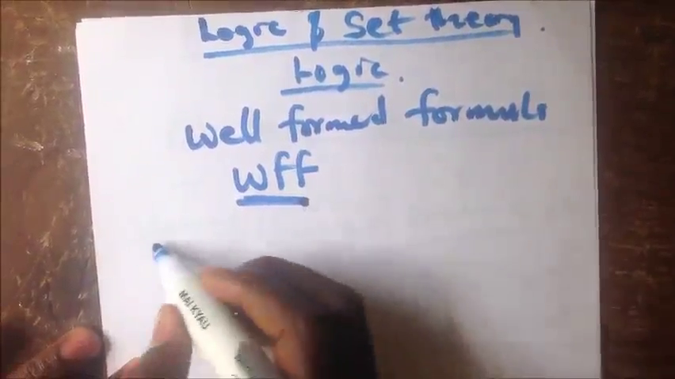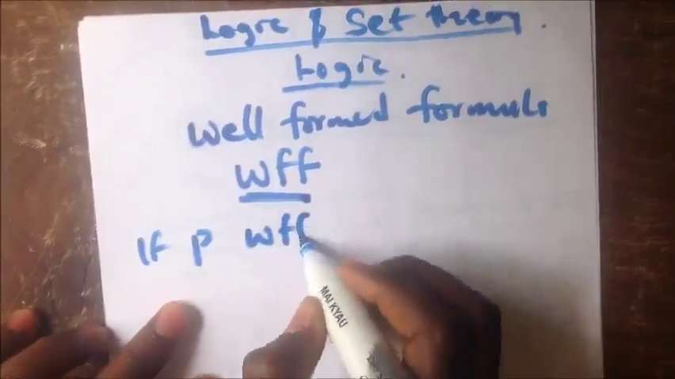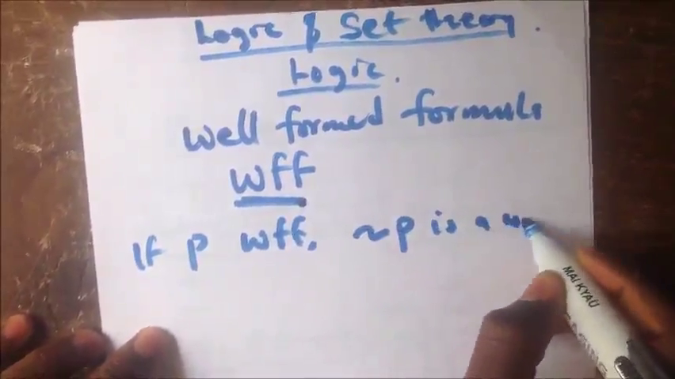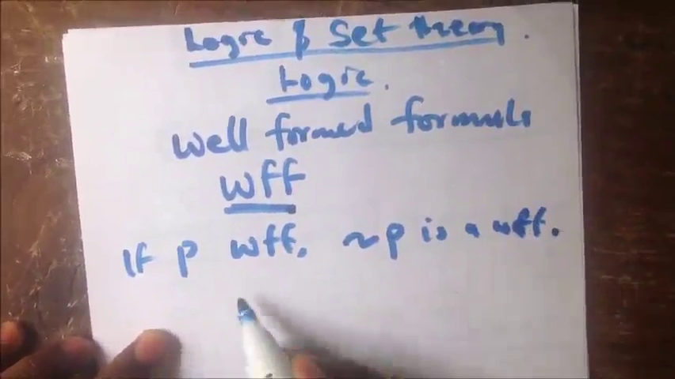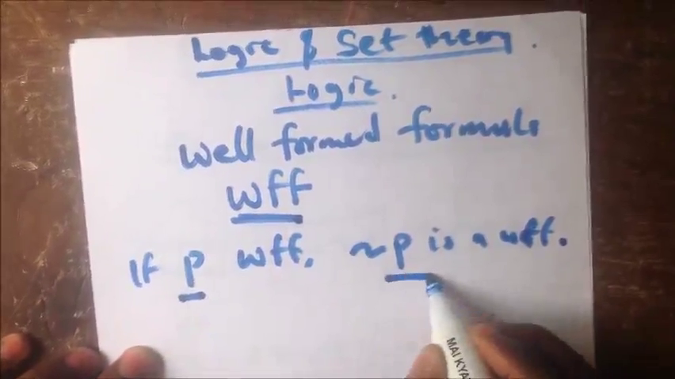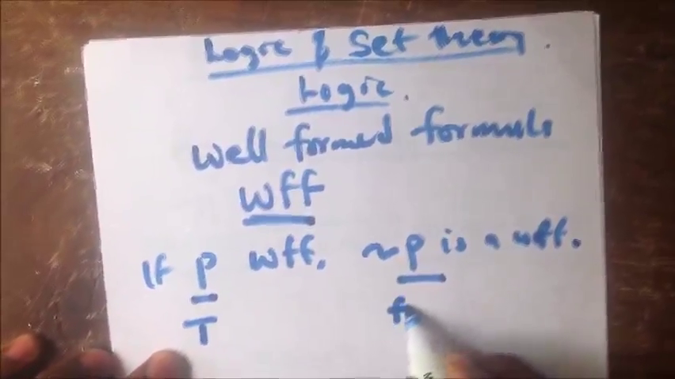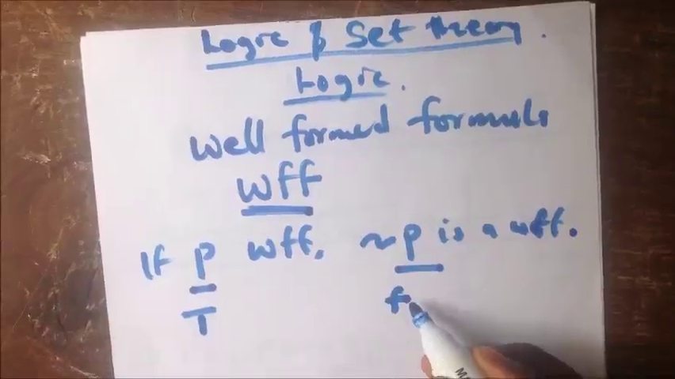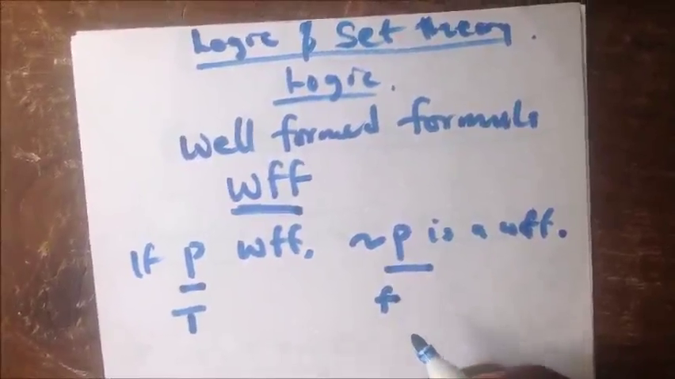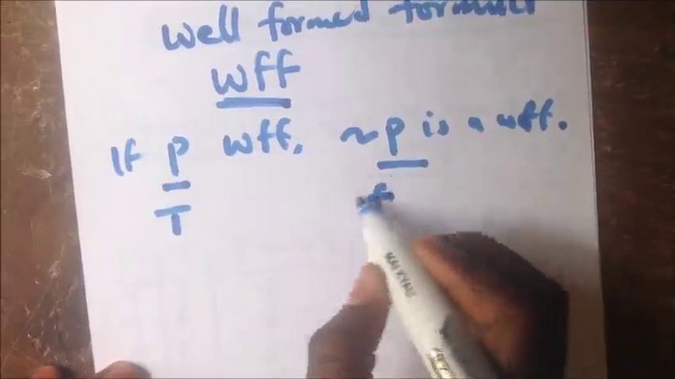Now, let's assume P is a statement. If P is a well-formed formula, then the negation of P is a well-formed formula. Why? Because let's say P is true, then negating it will be false. And remember, a proposition is a statement that is either true or false, but not both. That is what we mean by well-formed formula. It still satisfies the definition of a proposition.